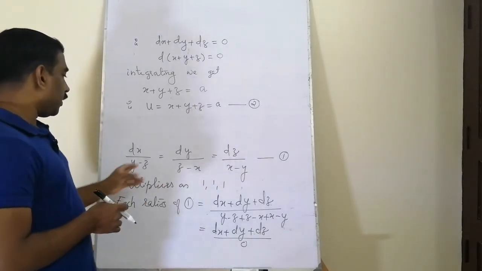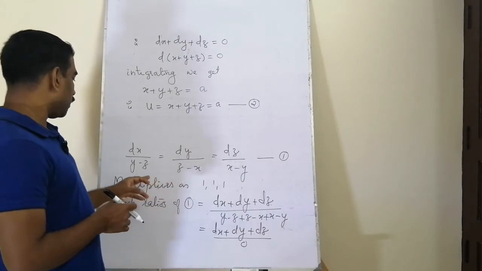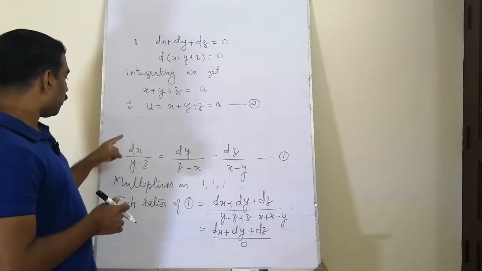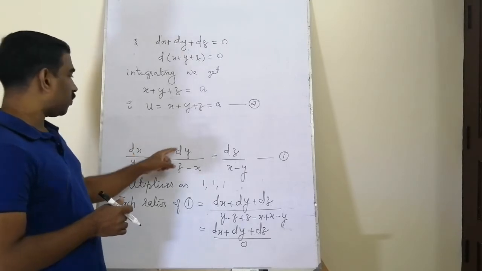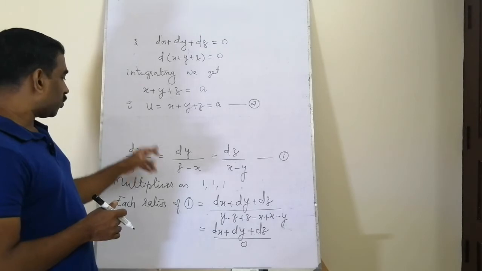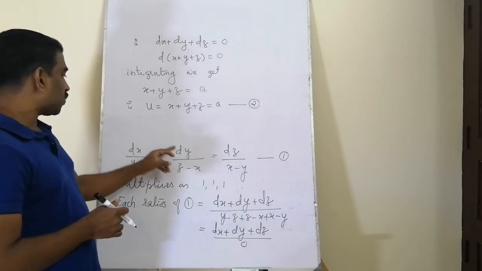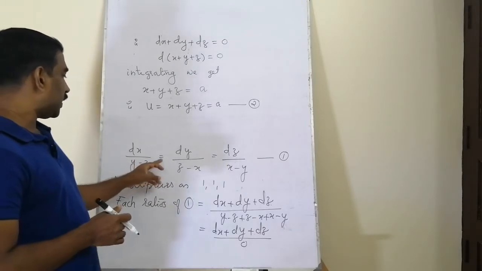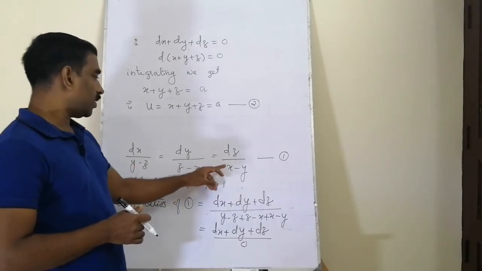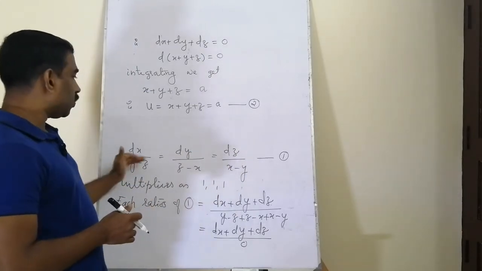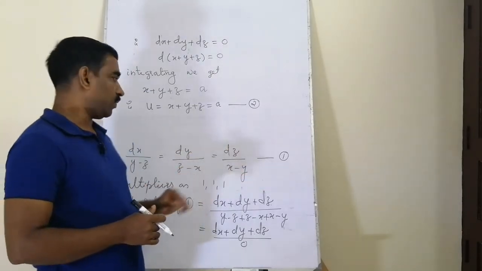Next we can have another set of multipliers. Suppose we choose the multipliers as x, y, z, multiplying the first with x, second with y, and third with z, and adding together we get a fourth ratio as x dx plus y dy plus z dz, with the denominator x into (y minus z) plus y into (z minus x) plus z into (x minus y), and on addition we can see that the denominator part also goes to 0.